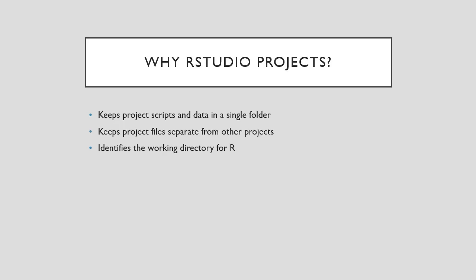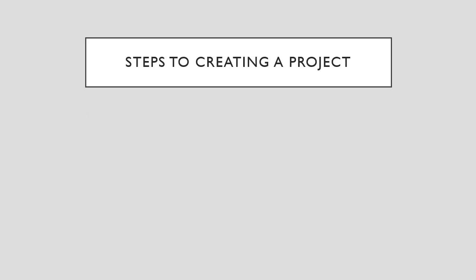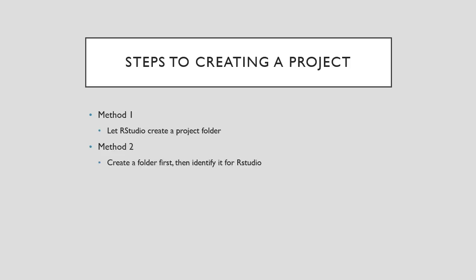Before we create our first project, let me go through the steps to creating a project. There are two methods to get started. The first method is to let RStudio create a project folder in the location that we choose. Method two is to create a folder on your computer first and then identify it for RStudio as the place where you're going to keep your project files. There's really no reason for choosing one of these methods over the other. It's really a matter of preference.